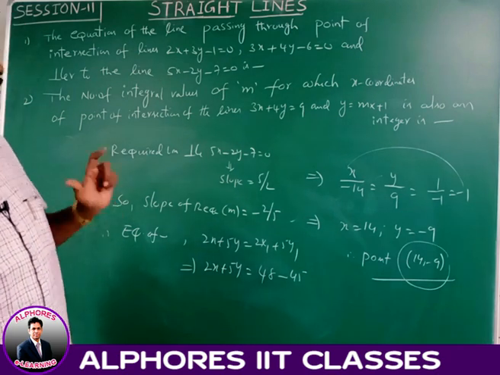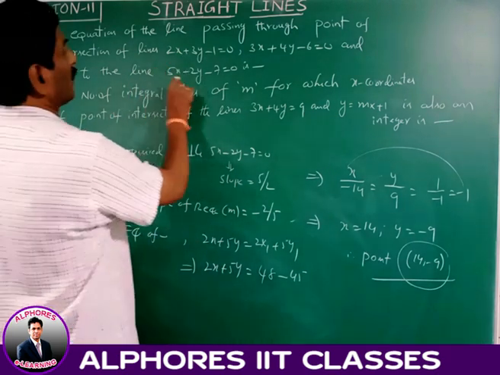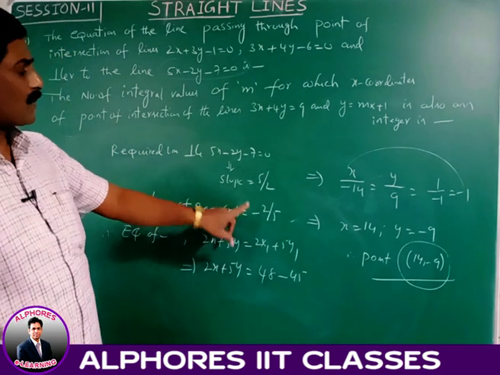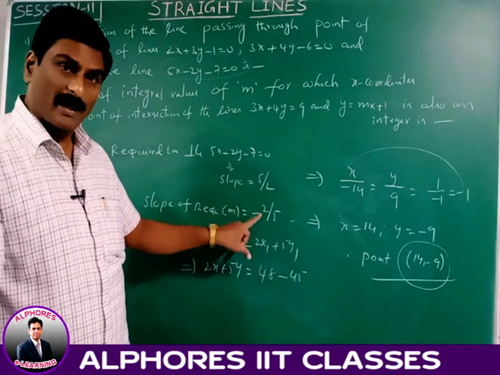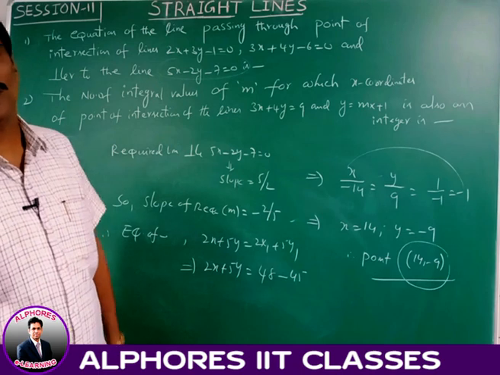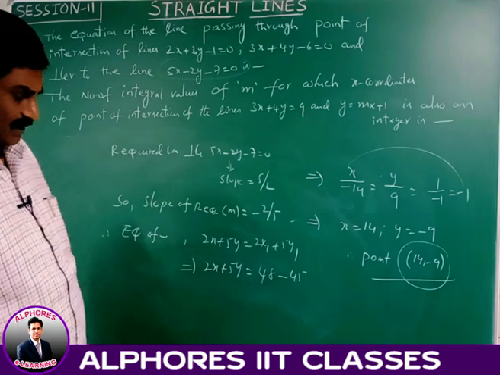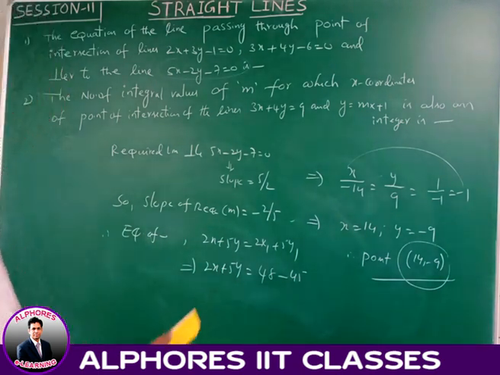Suppose in this case, find the equation of the line which is parallel to this line. Parallel means the slopes are equal. So, the required line slope is 5 by 2. By using the slope point form, we find the equation of the line. Okay, next. Please note this value.